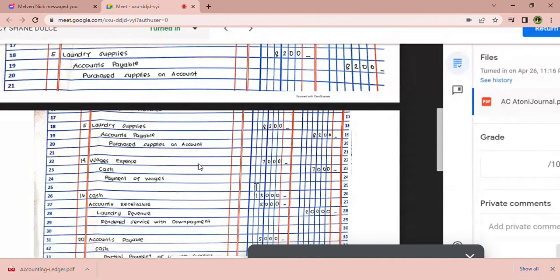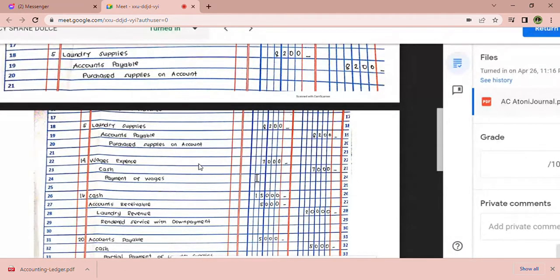So that's why in our next activity, remember the chart of accounts.